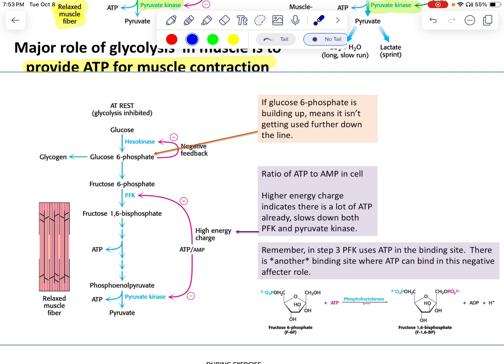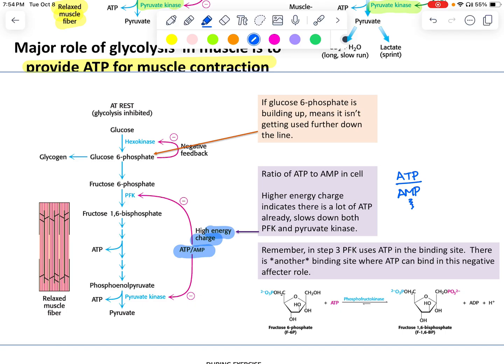Then, if we come down here, we said this PFK was a key regulatory one. We are going to look at the ratio of ATP to AMP. So we're used to seeing ADP, that adenosine di, but this one's the mono one, and we'll look at why, okay? But essentially, this is called the energy charge. So energy charge is that ratio, okay? And if that number is high, it means, hey, there is a lot of ATP already. We need to slow down these reactions.